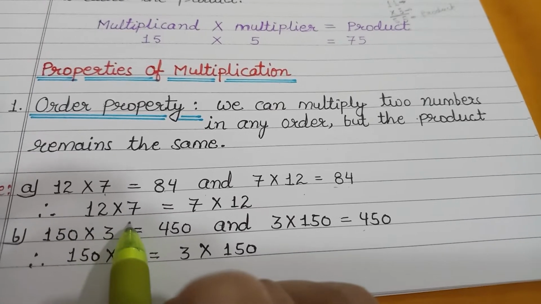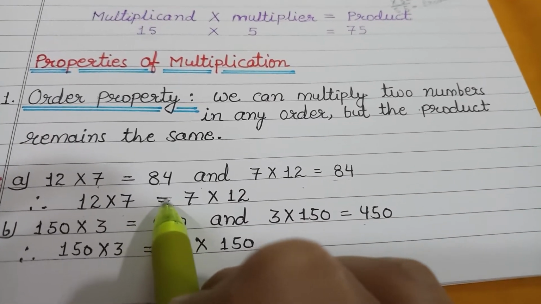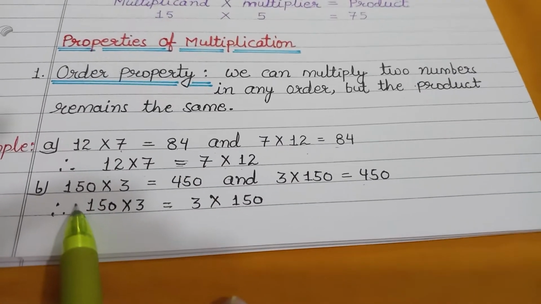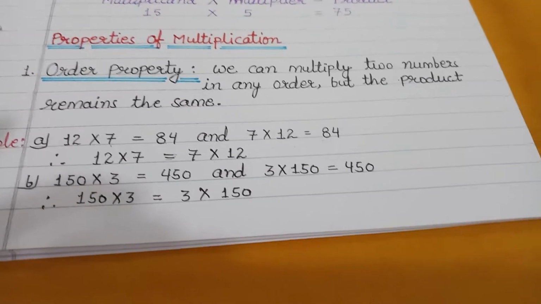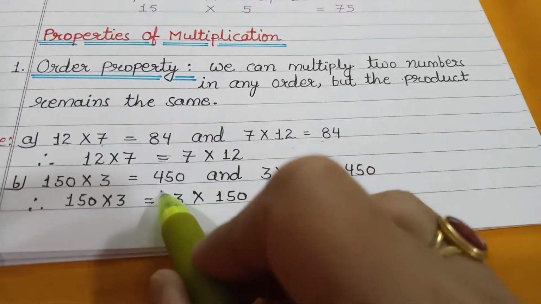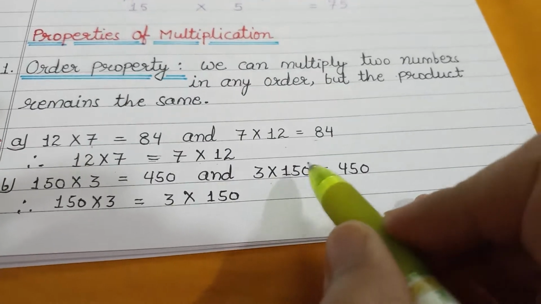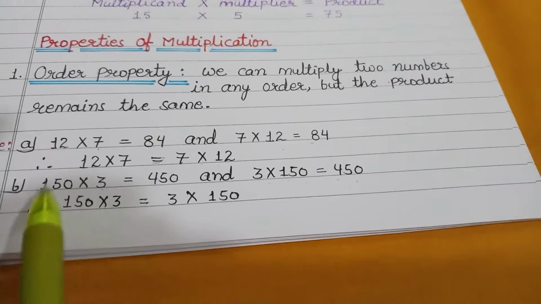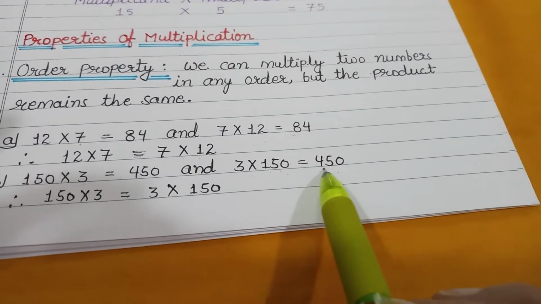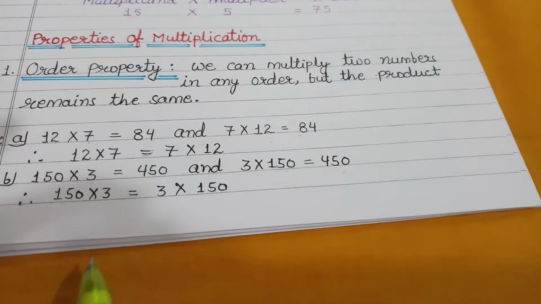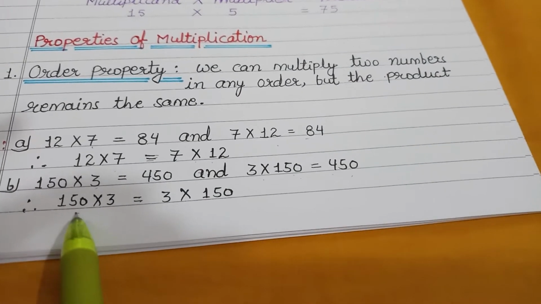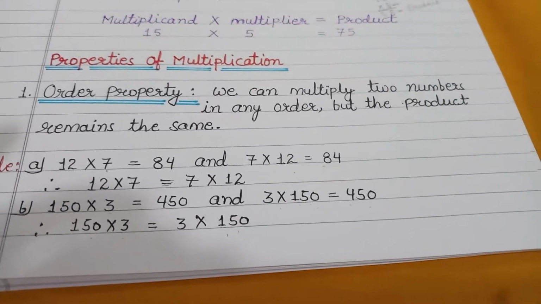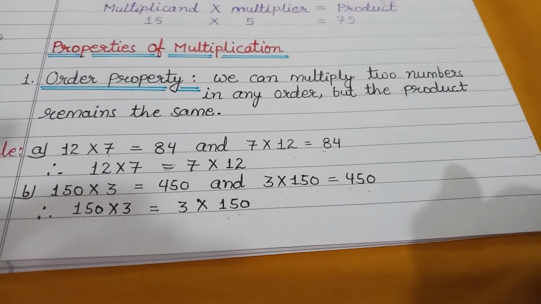Therefore, 12 multiplied by 7 means the same as 7 multiplied by 12. Now, we are taking one more example, B. 150 multiplied by 3 is equal to 450, and 3 multiplied by 150 is equal to 450. See, we have changed the order, but the product is the same. Therefore, 150 multiplied by 3 is equal to 3 multiplied by 150. So, this is the order property.